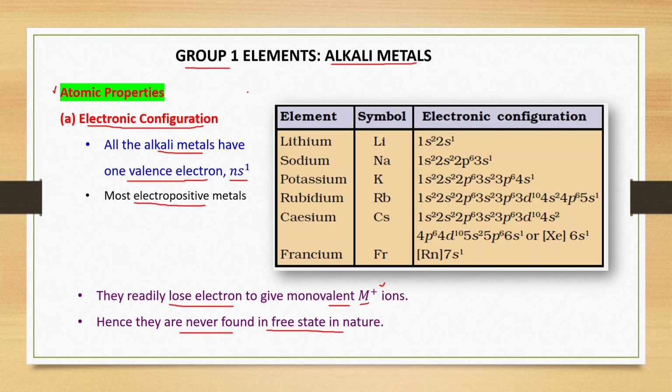This table shows the electronic configuration of these elements. Lithium 1s2, 2s1, sodium 1s2, 2s2, 2p6, 3s1, potassium 1s2, 2s2, 2p6, 3s2, 3p6, 4s1, rubidium, just see the outermost electronic configuration, 5s1. In case of cesium, this is 6s1. In case of francium, this is 7s1.